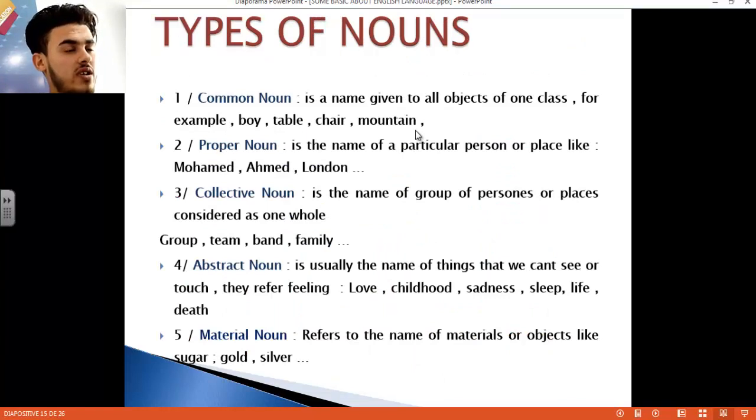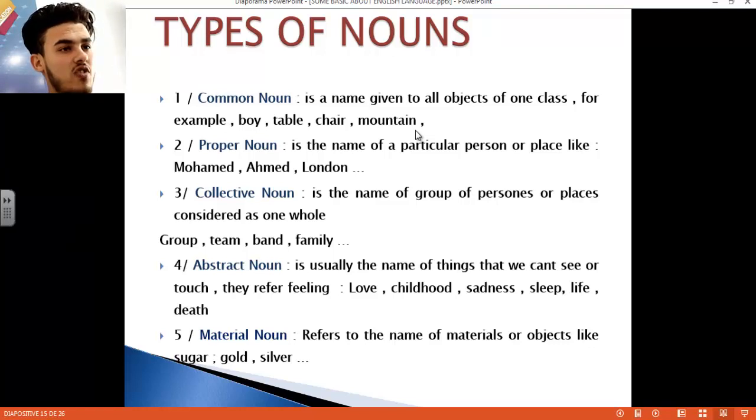So, first, common noun. What is a common noun? A common noun is a name given to all objects of one class. For example, a boy, a table, a chair, or a mountain. So here we give a common noun for objects that share the same scope or the same group. Second, what is a proper noun?